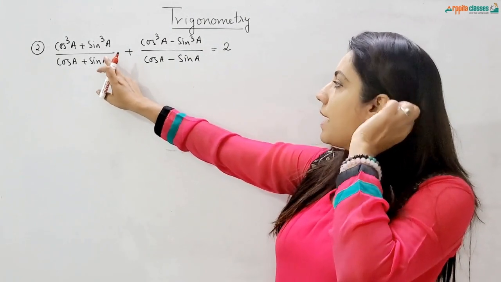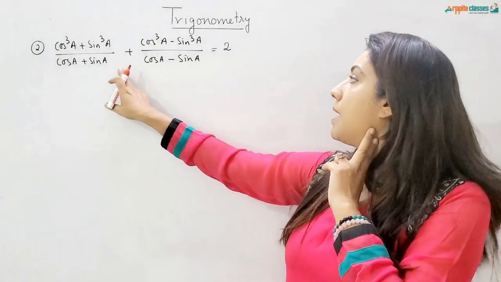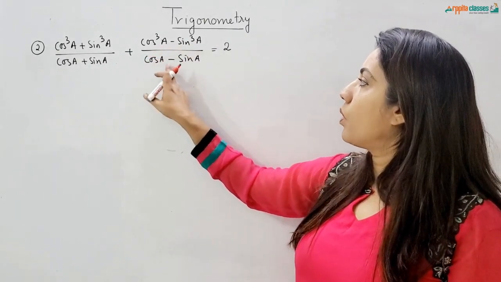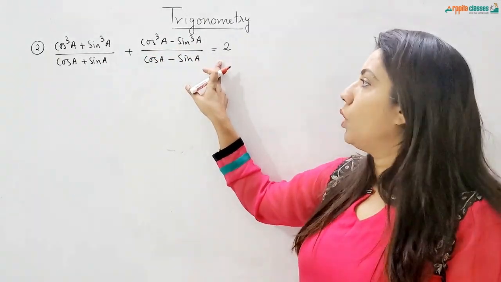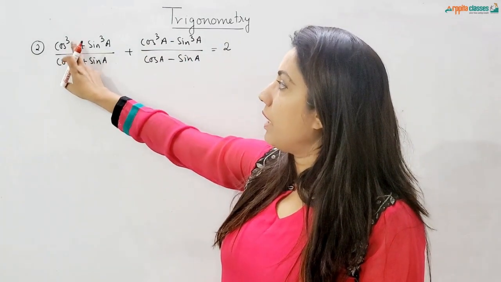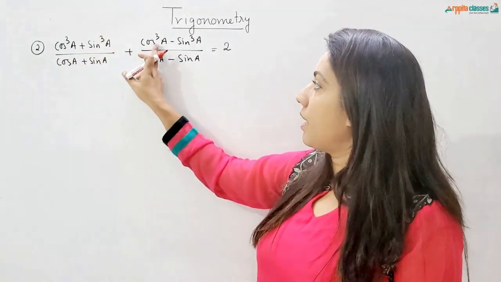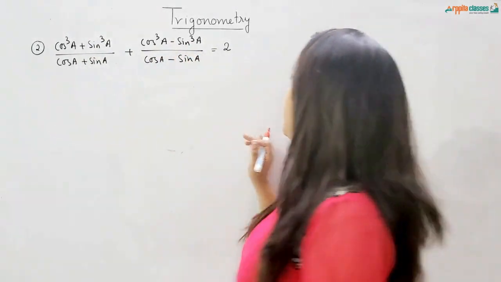Let us take the second sum. Cos cube A plus sin cube A upon cos A plus sin A plus cos cube A minus sin cube A upon cos A minus sin A is equal to 2. So in the numerator we have A cube plus B cube here, and here I have A cube minus B cube. So we can apply the formula.